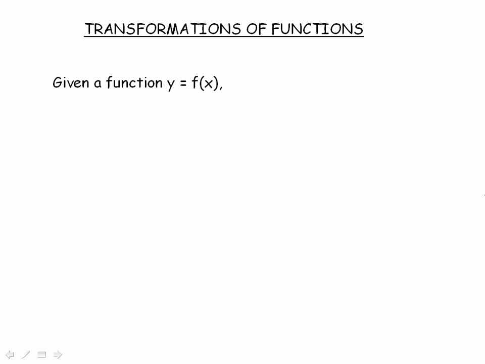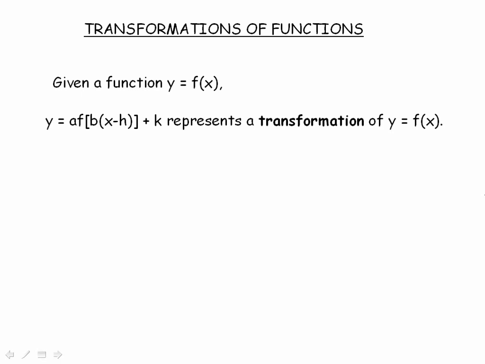So if we took any function f of x, y equals a f of b(x minus h) plus k represents a transformation of y equals f of x, the original. And transformation refers to a stretch, either vertically or horizontally, a reflection over the x-axis, the y-axis, or the y equals x line, and then also a translation, which means you just move the graph left, right, up, or down.